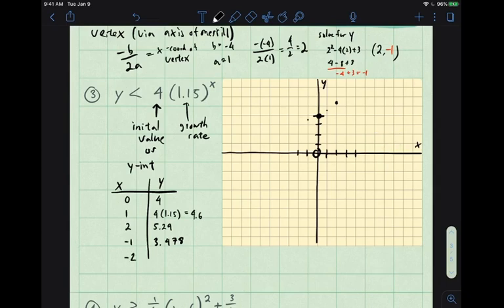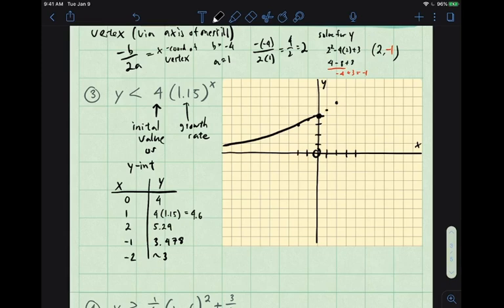And then maybe negative 2. We test this out. 4 times 1.15 to the power of negative 2, we get just about 3. 1, 2, 3. And at this point, we kind of see the shape of our exponential. So with these 5 dots, you can see that it curves down, but never touches the x-axis. That's the idea of an asymptote.